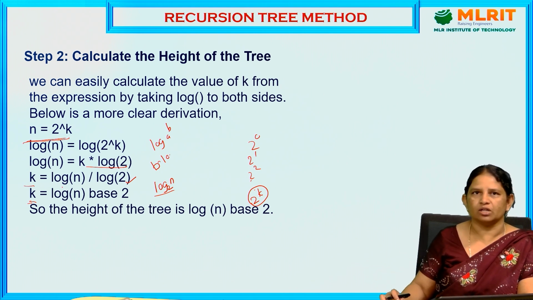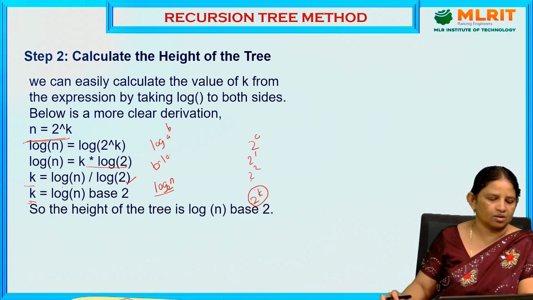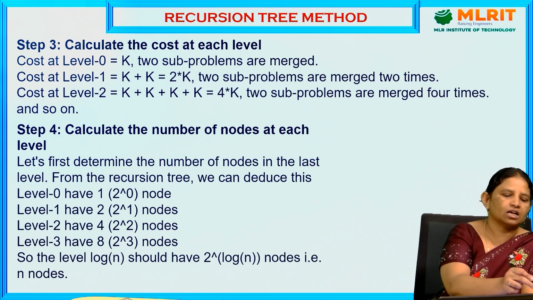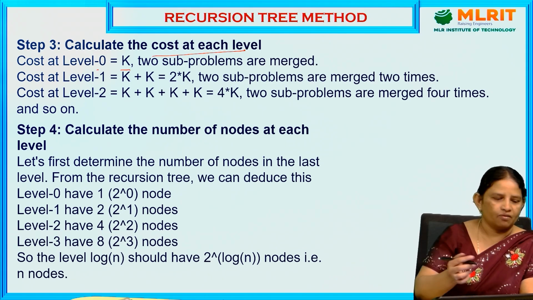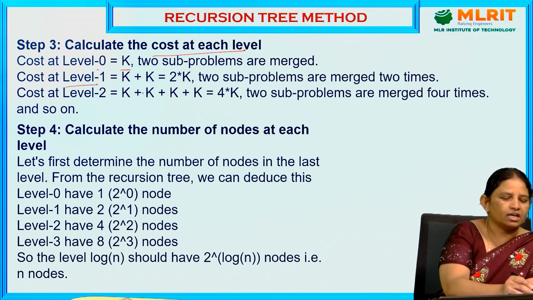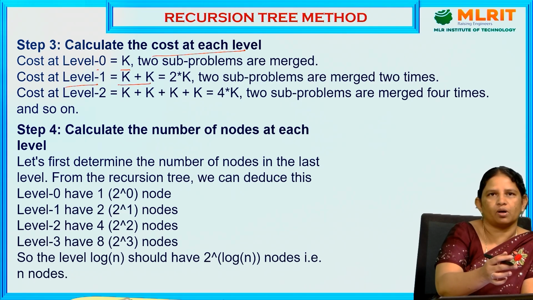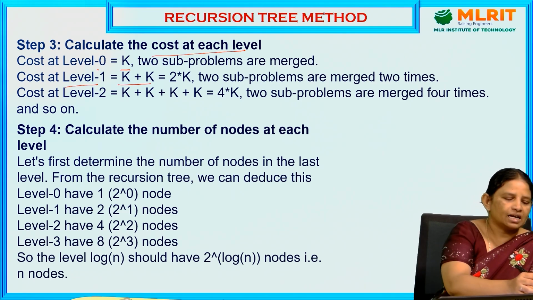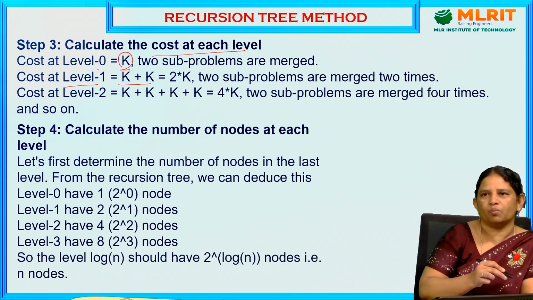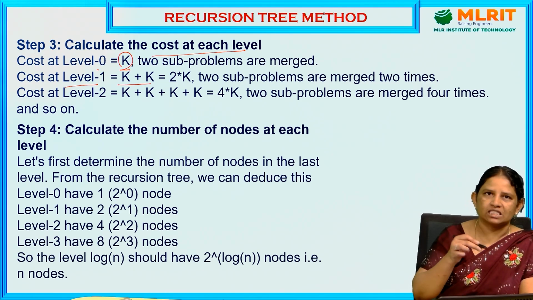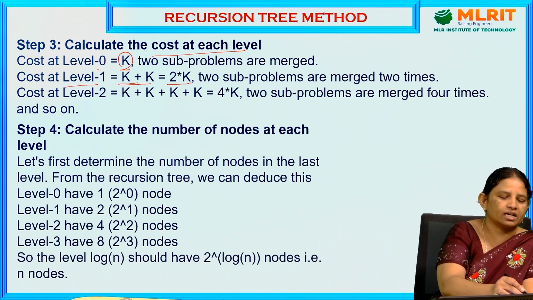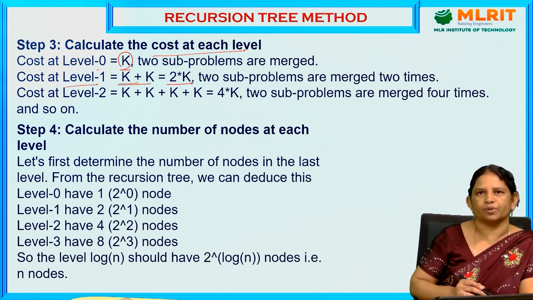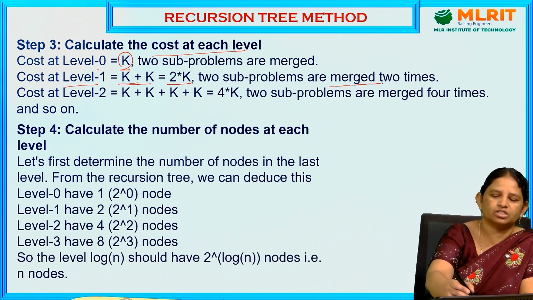Substitute those values for each and every level, that is coming to step 3. Calculate the cost at each level. Cost at level 0 is k, that means two subproblems are merged. Whereas cost at level 1 is k plus k. Two subproblems are present at level 1, but level 0 contains only one problem, denoted as k. Cost at level 1 contains two subproblems, k plus k, or you can write it as 2 into k. That means the two subproblems are merged two times.